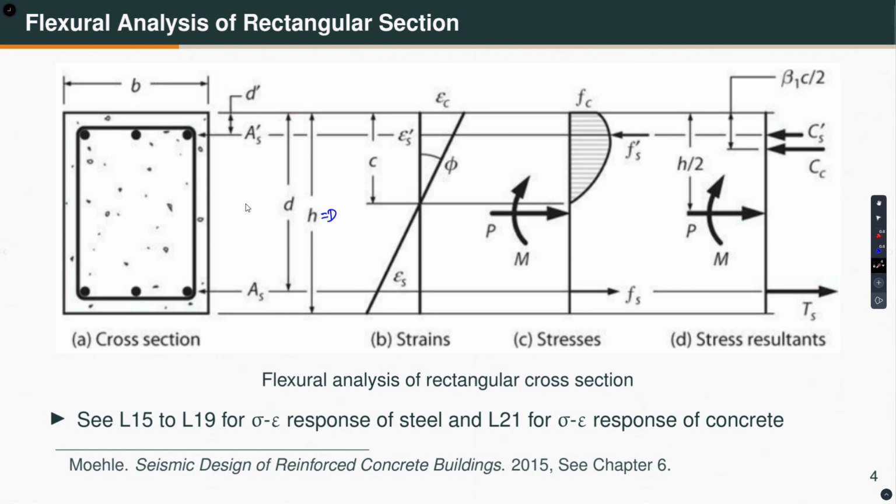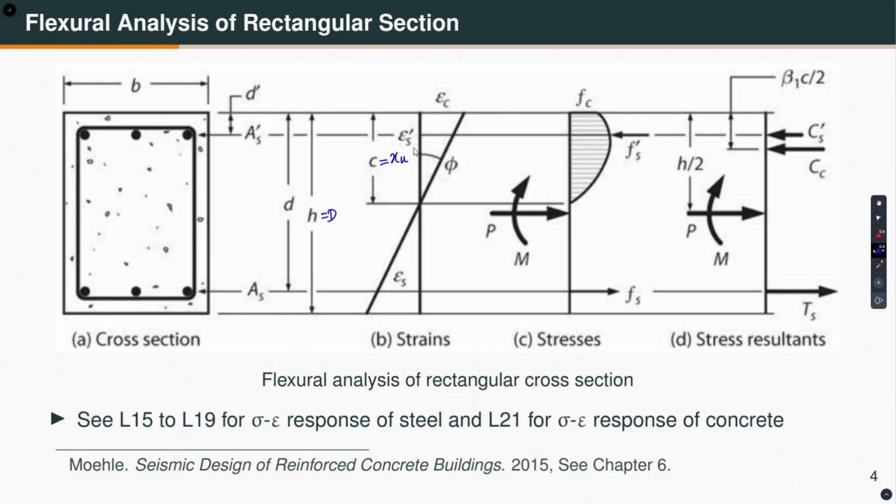As we have assumed for steel, for concrete also we will assume that plane sections remain plane after bending. That means the strain distribution is linear, as you can see, and this angle is called the curvature, which we have already seen. The strain in the extreme compression fiber is denoted by epsilon c, and the strain in the tension steel by epsilon s. The depth of the neutral axis is denoted by c, which in our Indian code we denote by x sub u.